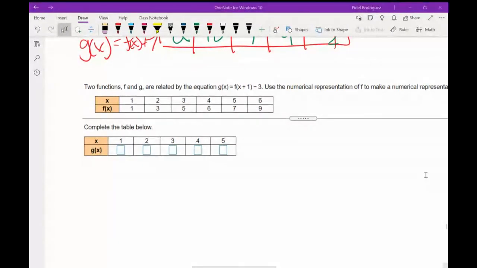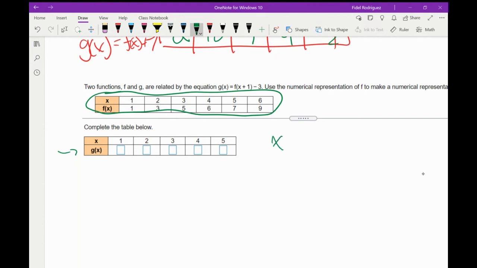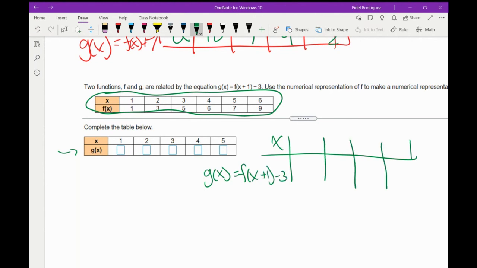Yeah, that's good. Okay. So first thing, here's my table for F, X and F. Now we're going to make a table for G. I know they're giving me a table there, but just like we've done before, I'm going to make my own. I'm not worried about what they're giving me. So we're going to say G of X is F of X plus 1 minus 3.